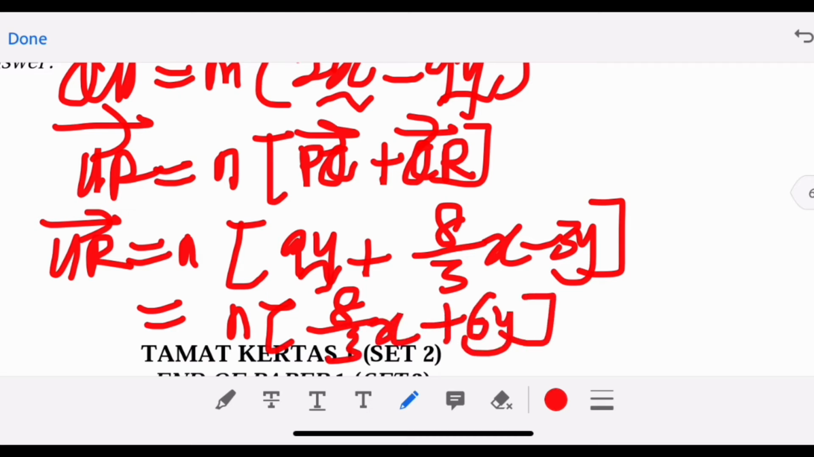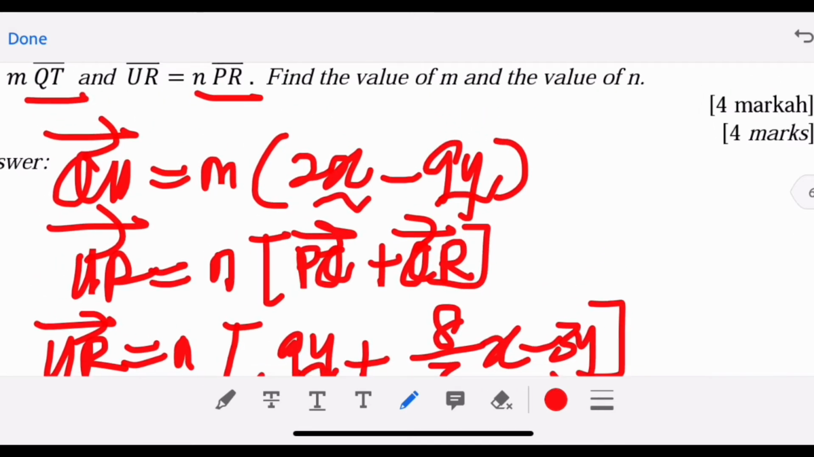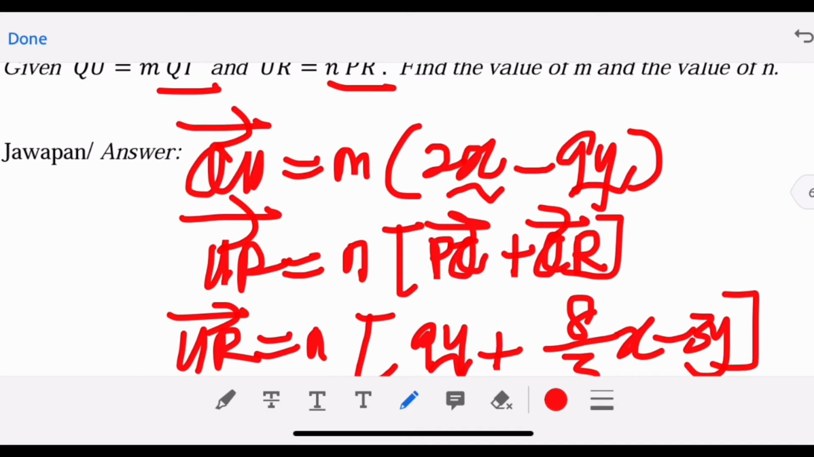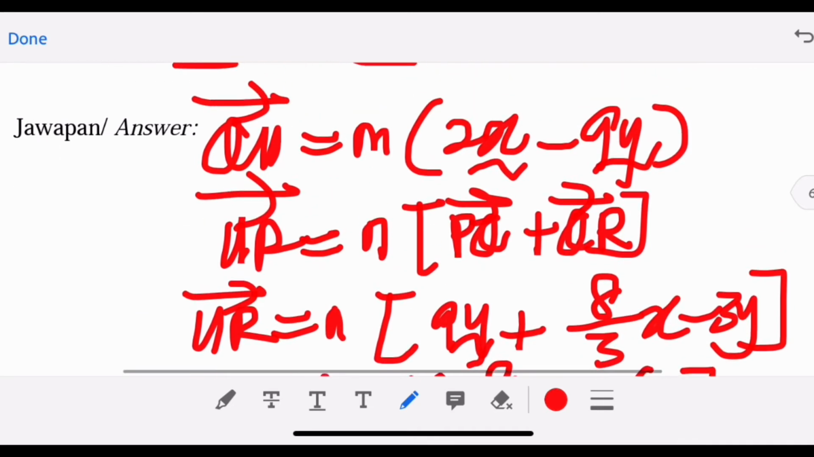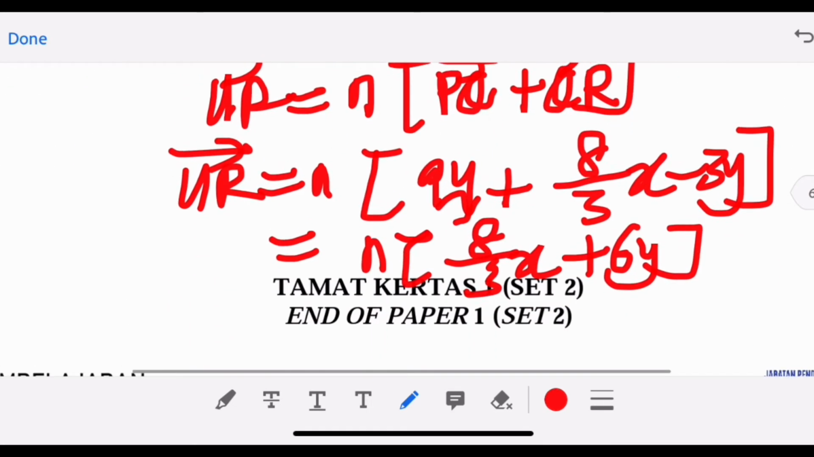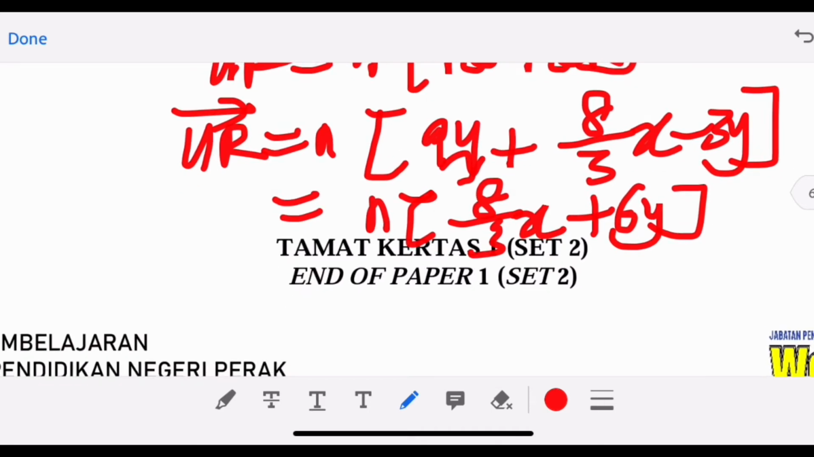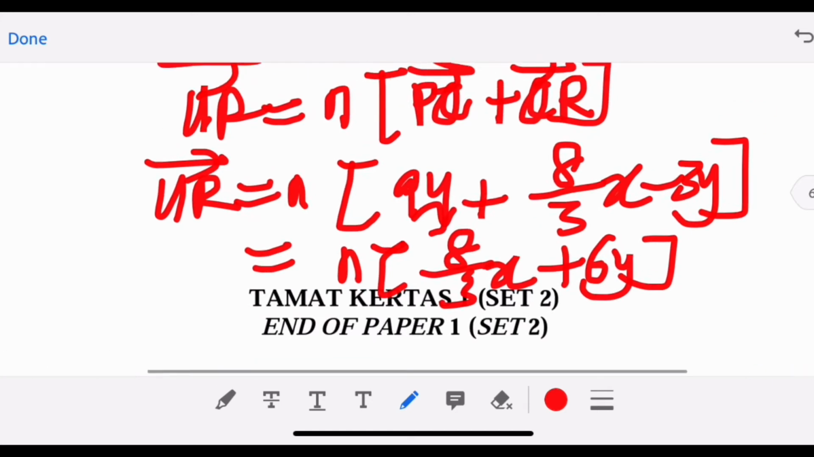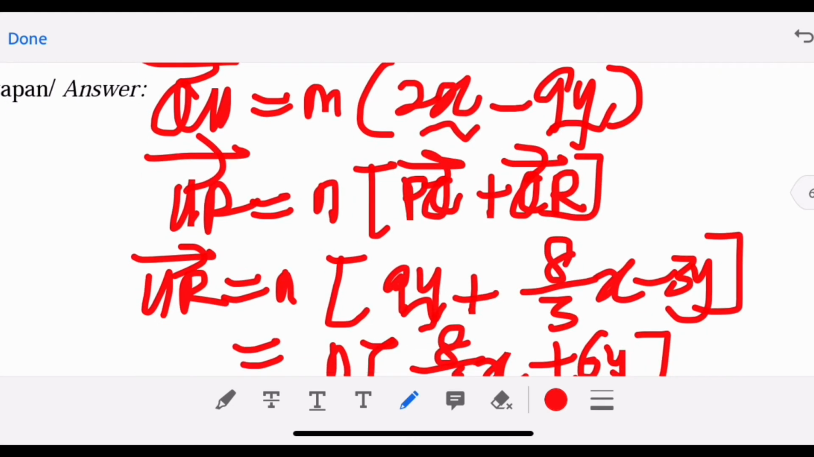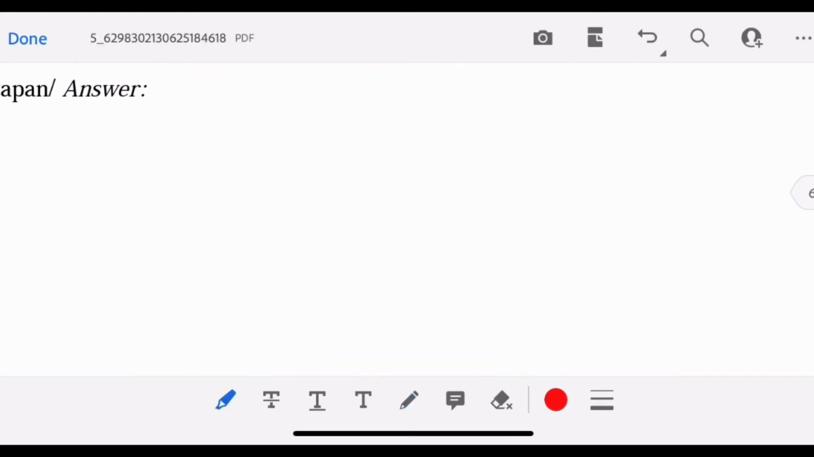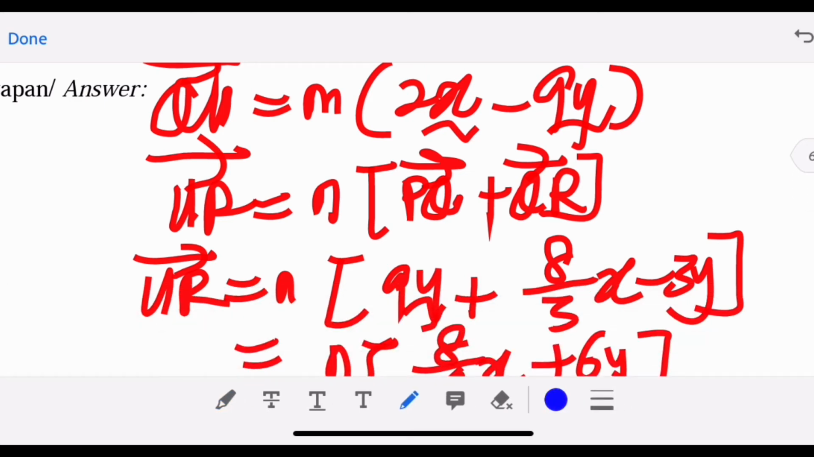This is a vector Q. This is a vector that we want to find, which is vector QU. Okay, so we have the vector QU and we have the vector UR. Okay, so based on these two, we are asking to solve the constant. So the problem is we must know that we need to form the triangle law between the two vectors that we want to find. We have QU, we also have UR.